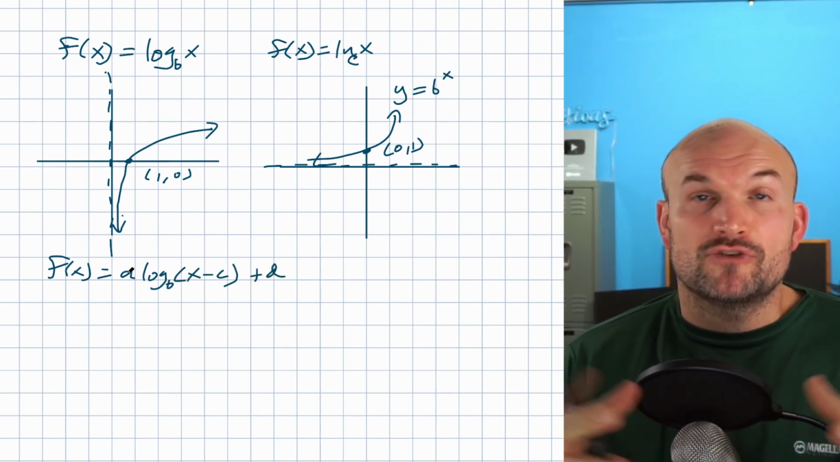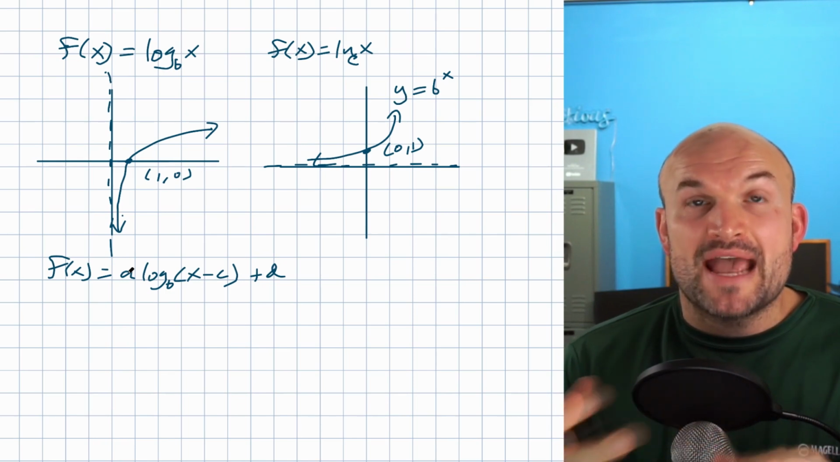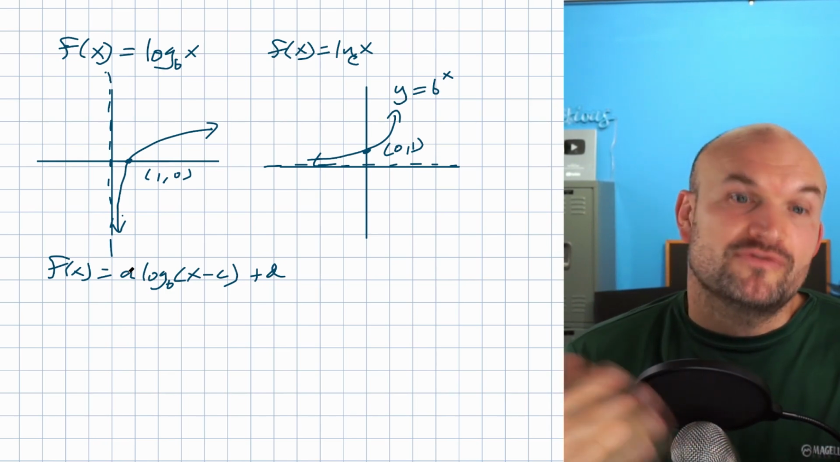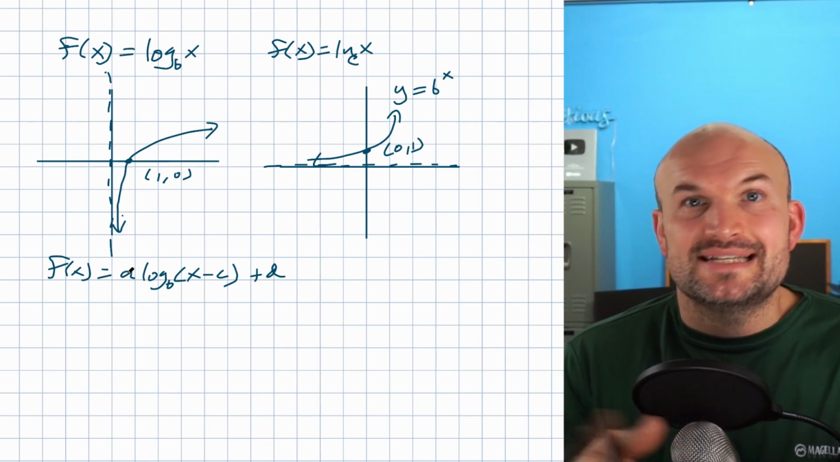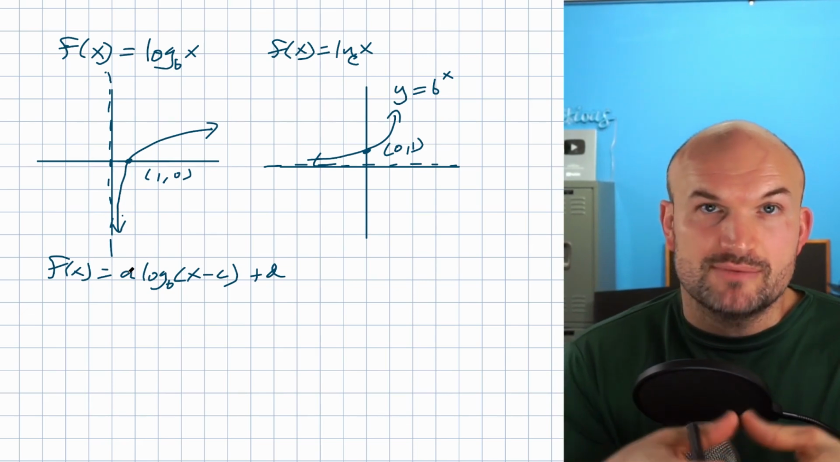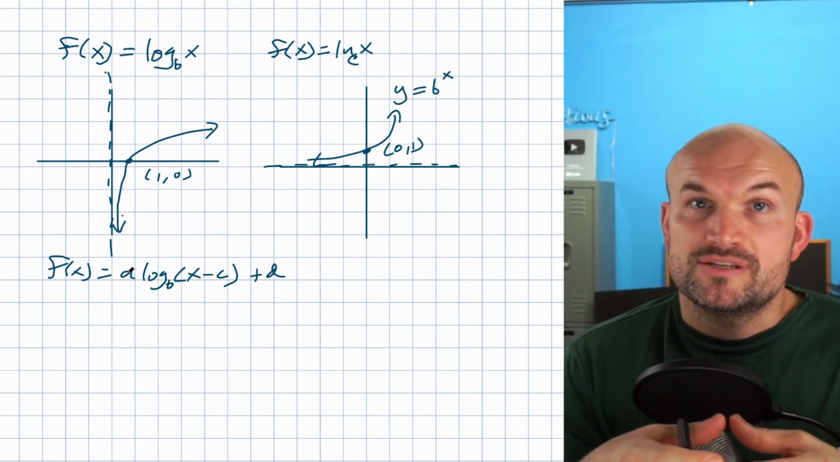Again, a is going to be our vertical stretch or compression. And when a is less than 0, it's going to be a reflection about the x-axis. And then c and d are going to be our vertical shift. So it's just important to recognize how those are going to be impacting our graph.